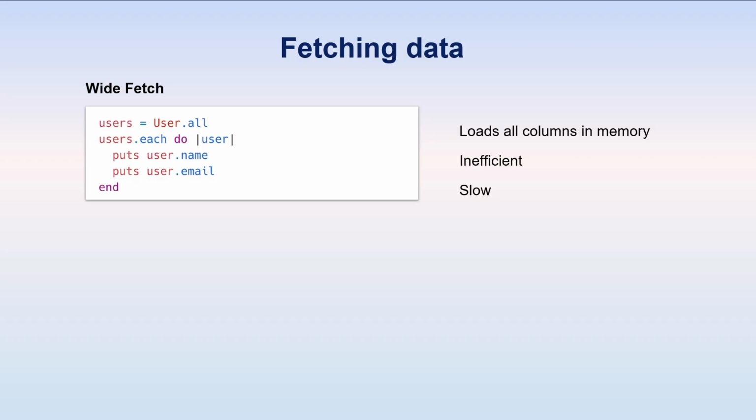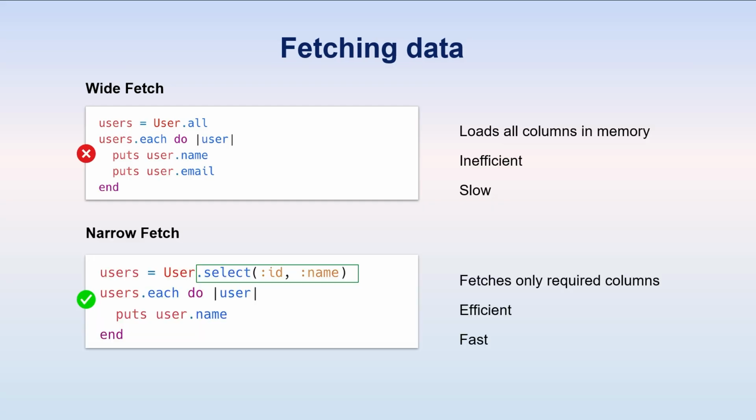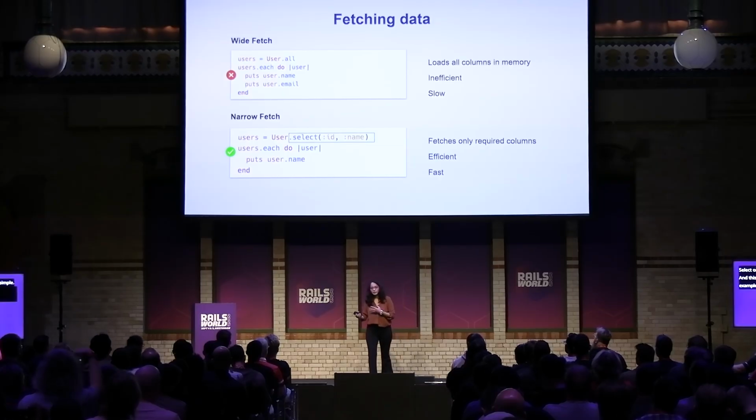For example, fetching the data. In this example, we can see that it is fetching all of the users. It loads all the columns in memory, which is inefficient and slow, but it is actually using only the email and the name. Instead of that, we can use select. Select only what you require. It looks very simple, and this code looks innocent. It works for, for example, thousands of rows, but when you hit millions of rows, it is very inefficient.